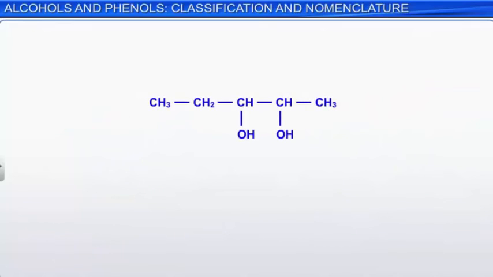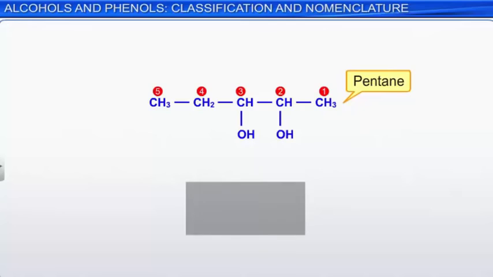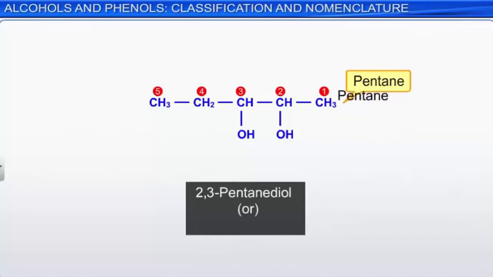For the example shown here, the longest continuous chain has 5 carbons. We have to start numbering carbons at the right, closest to the hydroxyl groups. Notice that the hydroxyl groups are attached to carbons 2 and 3. So, this molecule is named 2,3-pentane-diol. Alternatively, you may see it written as pentane 2,3-diol.